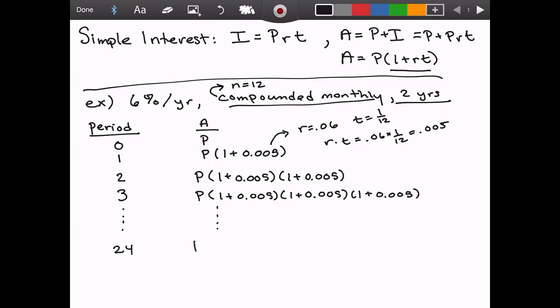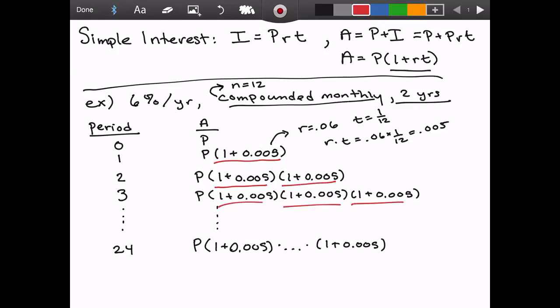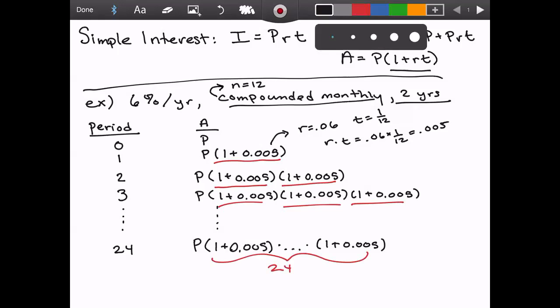And continuing along this trend, it would just be p times 1 plus 0.005, which is the same thing as doing 1.005. And you're going to keep multiplying this a whole bunch of times. Let's see if we can see a trend. So at the end of the first period, there was one of these things being multiplied. At the end of the second period, there were 2. At the end of the third period, there were 3. So at the end of 24 months, there should be a total of 24 of these things, which is the same thing as doing p times 1 plus 0.005 to the 24, because there's 24 times this is happening.